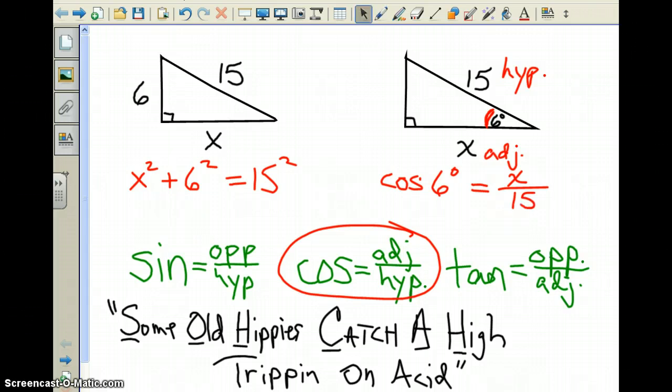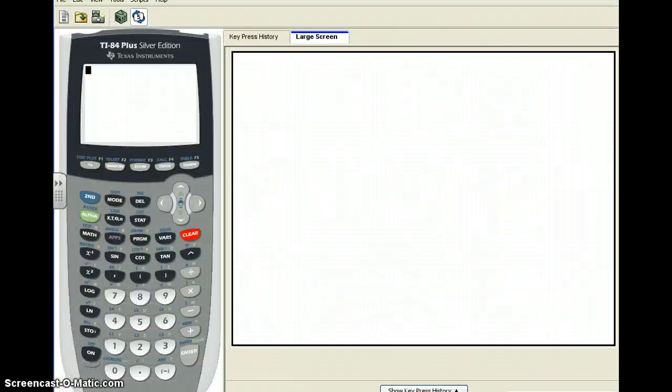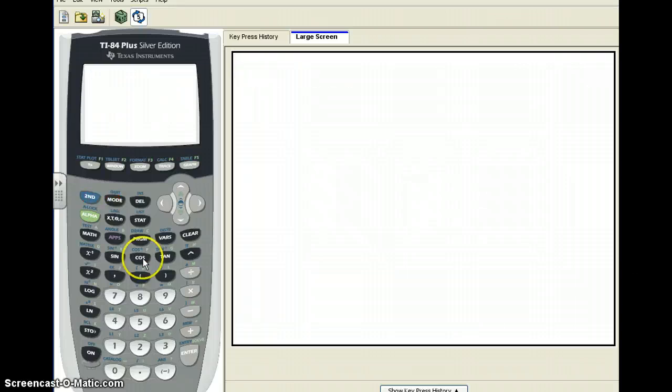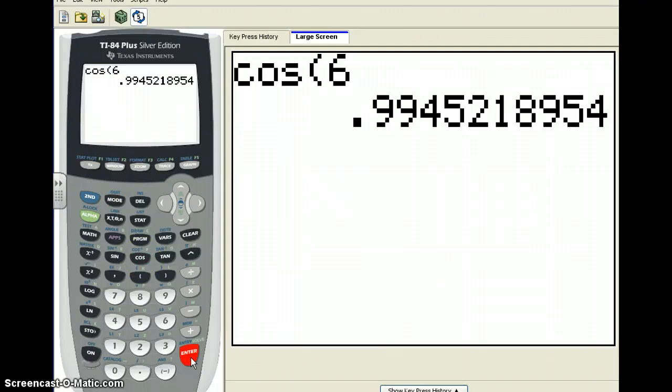Once we have our equation written, we're going to go to our calculator and evaluate cos of 6 degrees. One thing to always check on your calculator is to make sure it is in the right mode. If you hit your mode key, the third line down, you should be highlighted on degrees. If it's on radian, then move it over and highlight degrees. Once you're all set up in degrees, we're just going to go cos 6 is equal to 0.9945. We'll use 4 decimal places here.